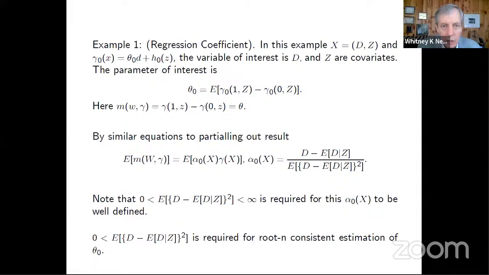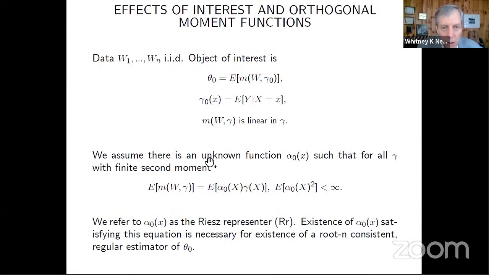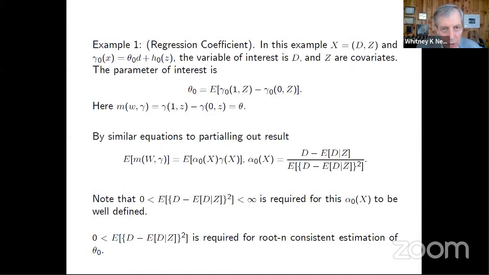So I'm now going to do three examples of this and what alpha naught is in each one, so you can see how this works. The first example, example one, is the regression coefficient. In this example, x is d and z, and we're looking at regressions which have this form where d enters linearly in the regression, and then you have an additive term that can depend on the z's in any way at all.